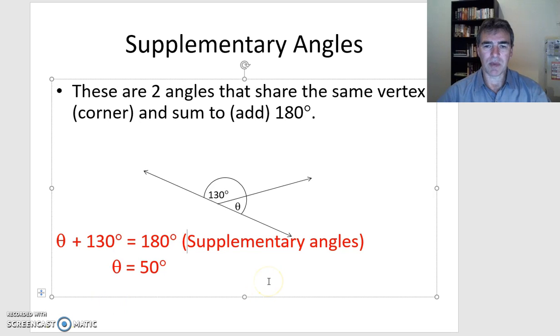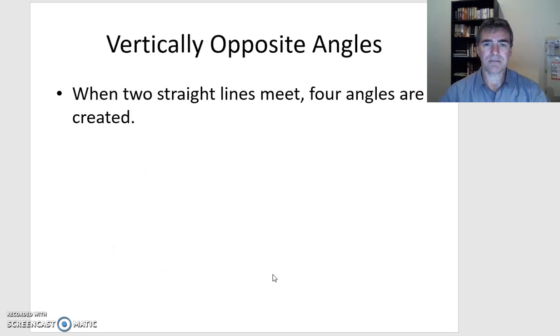So we've had a look at complementary, adds to 90, supplementary adds to 180. Now quite often people get confused between the two. So complementary comes first alphabetically, and 90 comes before 180. So complementary 90, supplementary 180. And hopefully that makes it a little bit easier to remember. So let's move on to what we call vertically opposite angles.